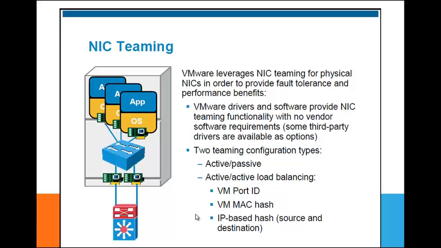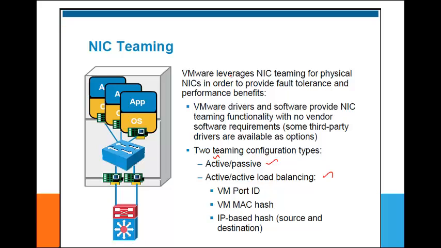Now NIC teaming. NIC teaming is nothing but EtherChannel, but here we call it NIC teaming, grouping the NIC cards. You can have it in two fashions: active passive or active active. Active active is for load balancing. Active passive is like one will be active at a time, so if the active goes down, the passive will become active. That's for the failover scenario.